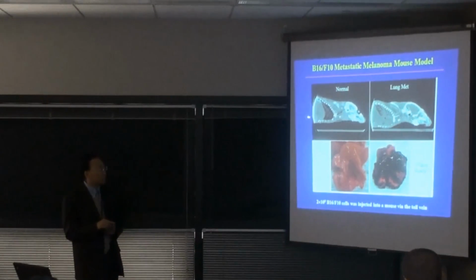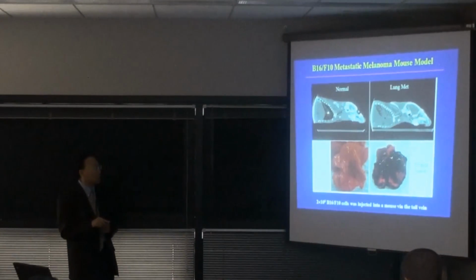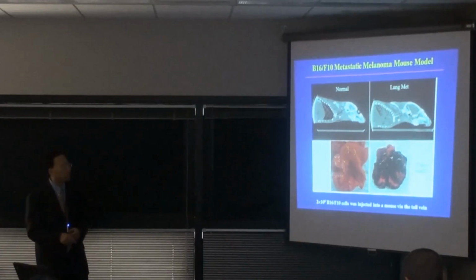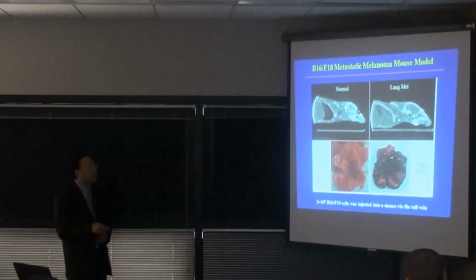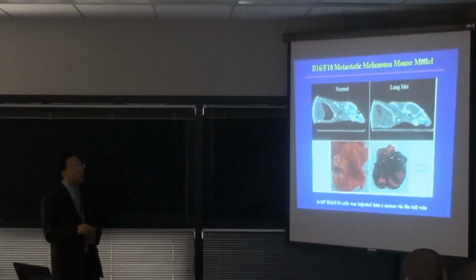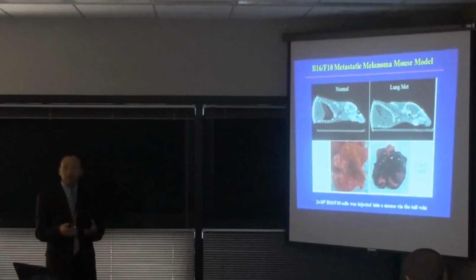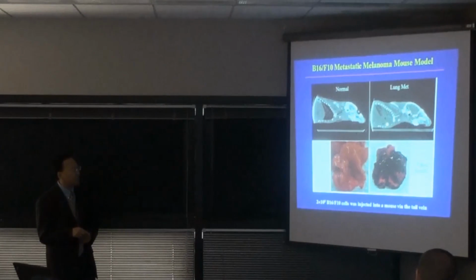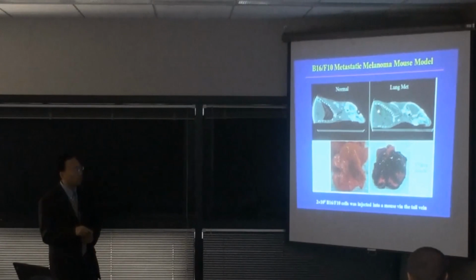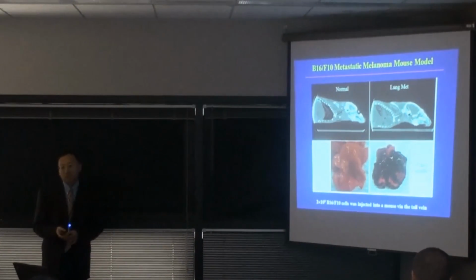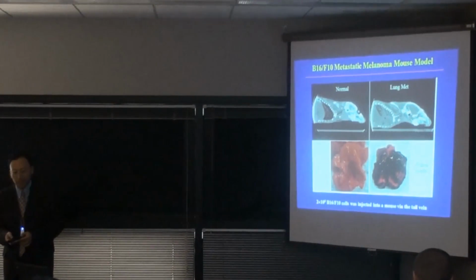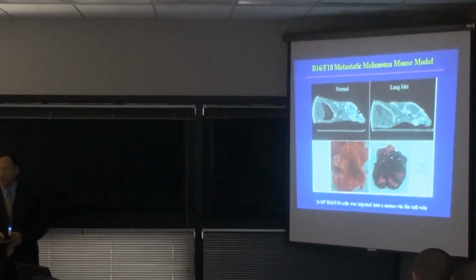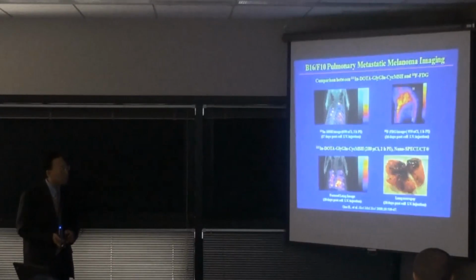So if you look at the CT image, you can see for the normal mouse, the lung was 100% functional. You see a lot of air in the lung area, dark area here. But for this mouse bearing the lung metastasis, the lung function was not 100%. So you see some of the lungs still working, but most of them didn't work. You don't see a lot of air in the lung area. So in other words, you can use micro CT to monitor the development of the metastasis.